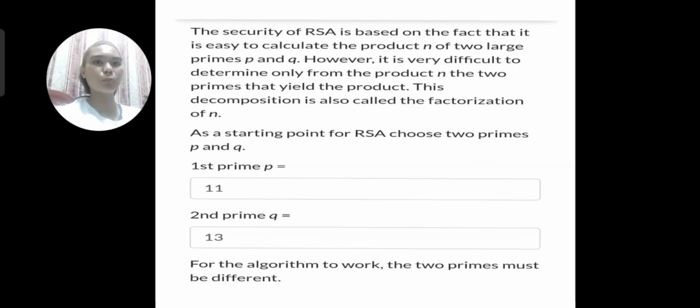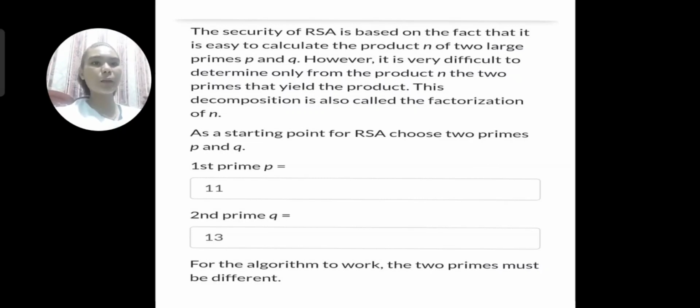The security of RSA is based on the fact that it is easy to calculate the product n of two large primes P and Q. However, it is very difficult to determine, only from the product, the two primes that yield the product. This decomposition is also called the factorization of n.